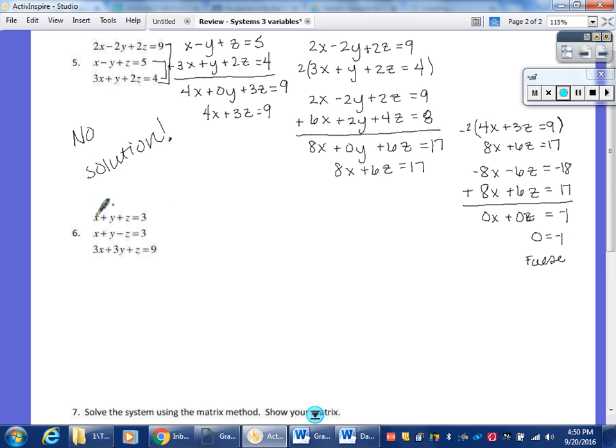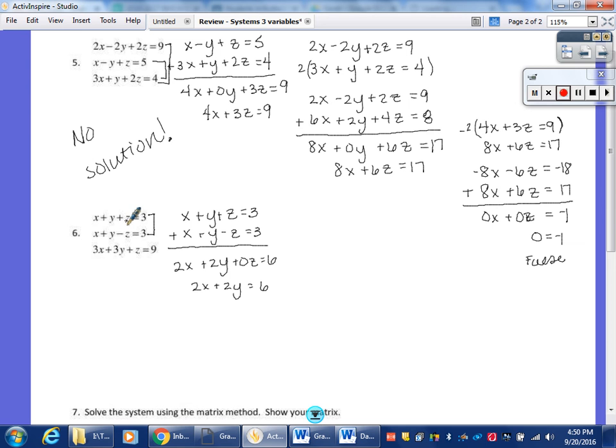All right, we're going to try the same thing with this set. We're going to use elimination. And so I'm going to use the first and the second equations to eliminate z, because that's going to go very nicely. So this is x plus y plus z is equal to 3, and x plus y minus z is equal to 3. And I add the two together, and I get 2x plus 2y plus 0z is equal to 6. So just 2x plus 2y is equal to 6.